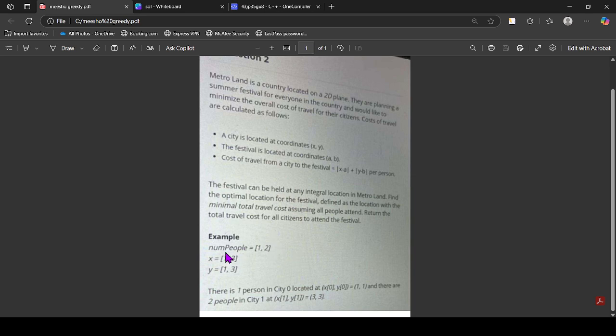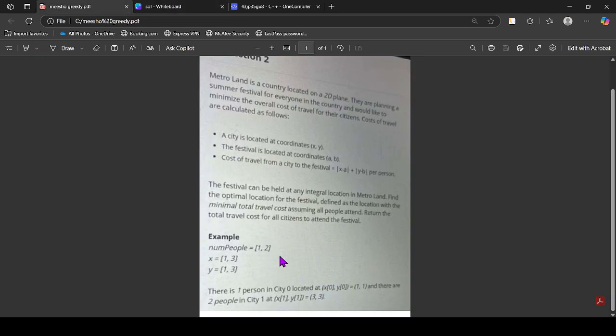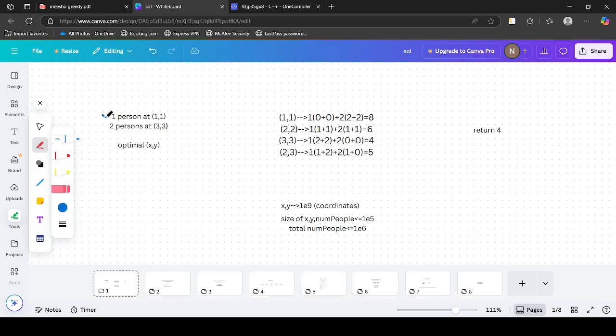And a people vector is given where the jth index represents the number of people at that city. And x of i represents the x coordinate, and y of j indicates the y coordinate of the jth person. For example, for the given arrays 1, 2, 1, 3 and 1, 3, it indicates that one person is at (1, 1) and two are at (3, 3). And we have to find the optimal x and y such that the distance will be minimal.